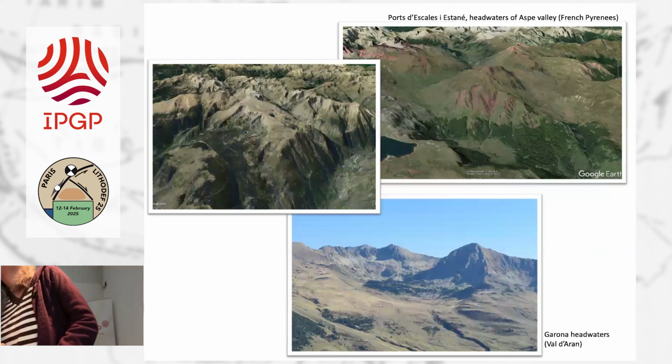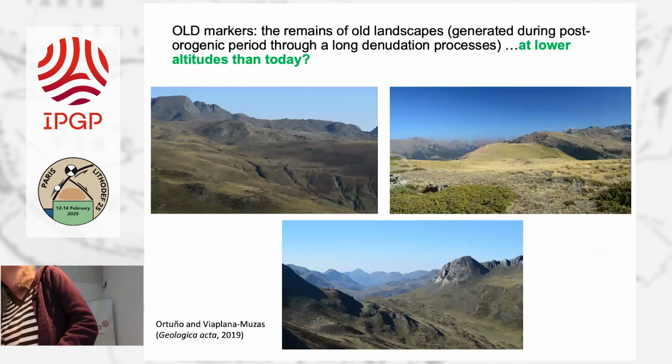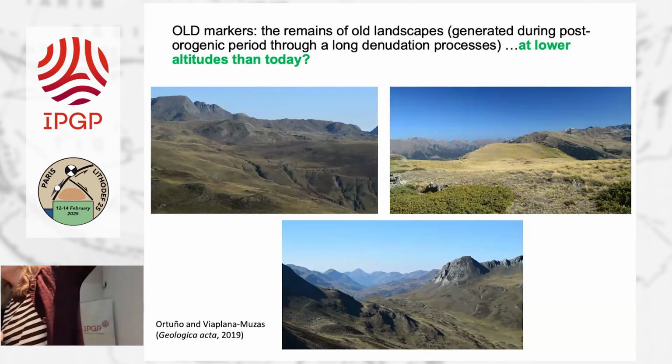So here you have more examples. You can play with Google Earth and find many patches of these surfaces all around, sometimes excavated by the glaciers. And also, often we find the paths of old drainages, very nice ones, following, for instance, longitudinal trends instead of transversal to the range, which is now the common path of the rivers.